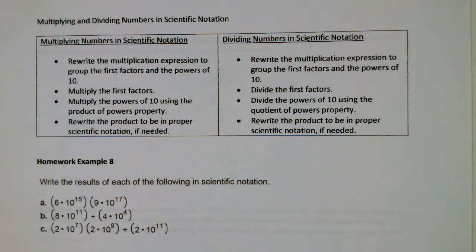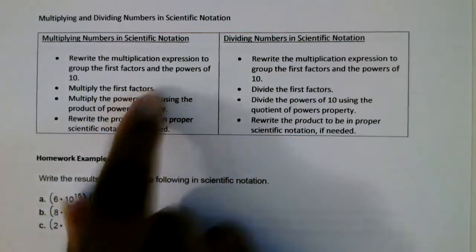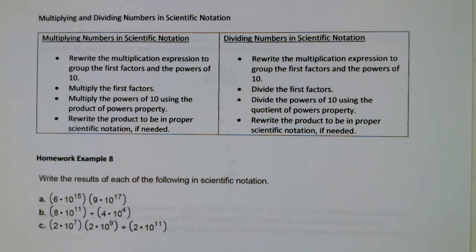All right, now let's talk about multiplying and dividing numbers in scientific notation. On the left-hand side, you'll see the way to multiply numbers in scientific notation. You're going to rewrite the multiplication expression to group the first factors and the powers of 10. Then you multiply your first factors, then multiply the powers of 10 by using the product of powers property, meaning when you multiply powers of the same base, you write down that base and then add your exponents. And then you rewrite the product to be in proper scientific notation if needed.